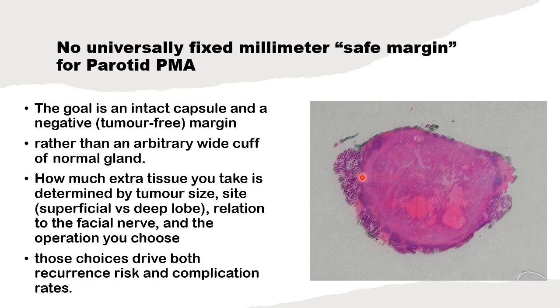How much of this tissue would be resected with the tumor depends on things like the tumor size itself, whether it is in the superficial lobe or the deep lobe, and whether a facial nerve branch is in close proximity here or not on the other side. But the main thing is that if the capsule is intact and there is no spillage of the tumor cells into the parotid bed, then this is much more important than having a thick cuff at one point and an exposed capsule or ruptured capsule at another.